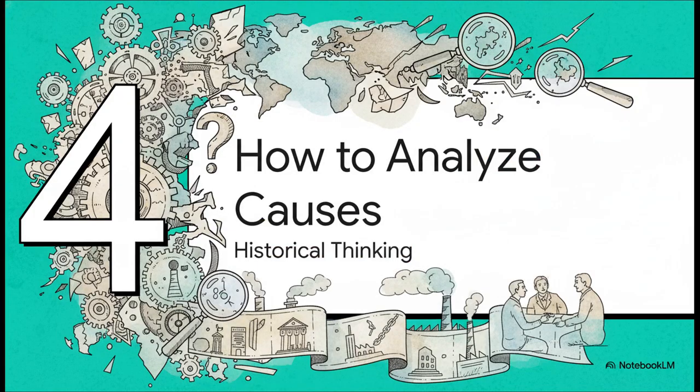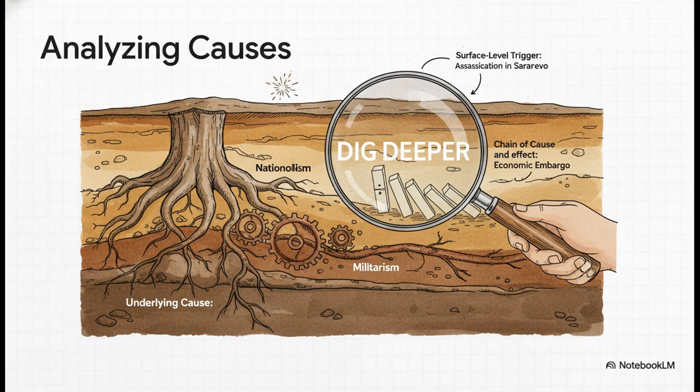Okay, so with all these complicated, overlapping causes, how do we even begin to make sense of it all? How do we decide what was really important? Well, this final section is all about giving you a framework for how to think like a historian. This is how you really dig deeper. You start asking these kinds of questions. For instance, was nationalism this deep, underlying cause, while the assassination of an archduke was just the spark that lit the fuse? Was an economic embargo just one domino in a long chain of events? This is how you go from just listing facts to actually understanding history.